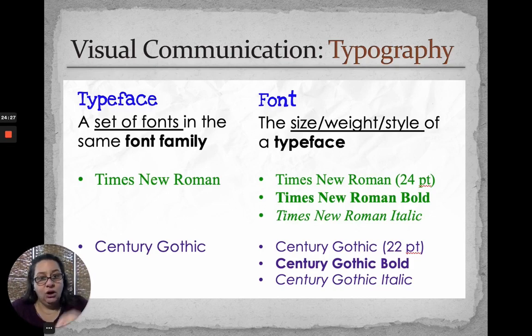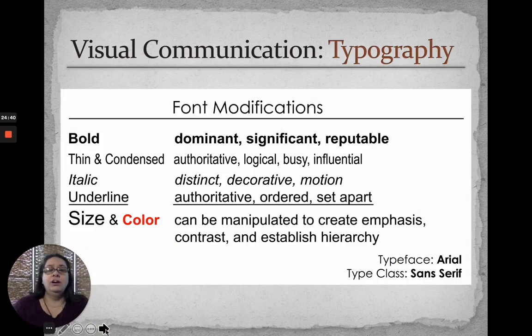Okay, so all of these different variations I have on the right hand side, those are all different fonts. And so we often, like I said, use font for typeface, but just so you know the true distinction. All right, font modifications. So you can make things bold, you can make things thin and condensed, you can make things italic, underline, and you can manipulate the size and color.